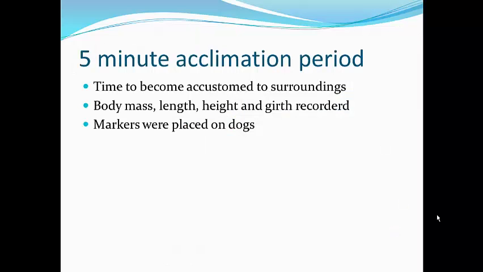Before the testing could begin, the dogs had to be allowed a 5-minute acclimation period to be able to walk around the room and get used to their surroundings. During this time, their body mass, length, height, and girth were recorded. Markers were also placed on the external occipital, the dorsal spinous process, the right forelimb, the cranial dorsal aspect of the iliac spine, and the right hind limb.